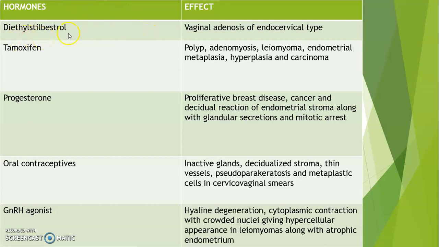If diethylstilbestrol is used, it will lead to vaginal adenosis of endocervical type. Tamoxifen will cause polyp, adenomyosis, leiomyoma, endometrial metaplasia, hyperplasia and carcinoma. Progesterone will cause proliferative breast disease, cancer and decidual reaction of endometrial stroma. Oral contraceptive use will lead to inactive glands, decidualization of stroma, thin vessels, pseudoparakeratosis and metaplastic cells in cervicovaginal smears. GnRH agonists will cause hyaline degeneration, cytoplasmic contraction with crowded nuclei giving hypercellular appearance in leiomyomas.